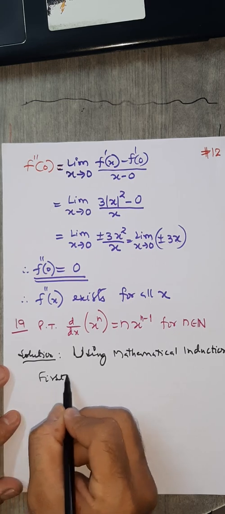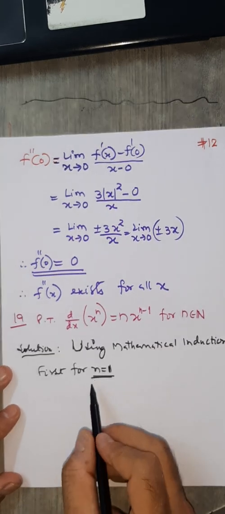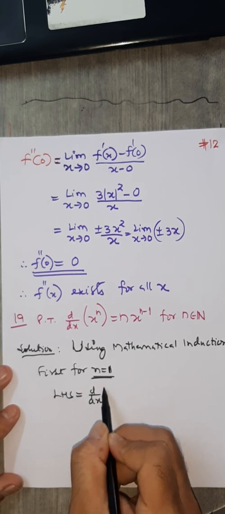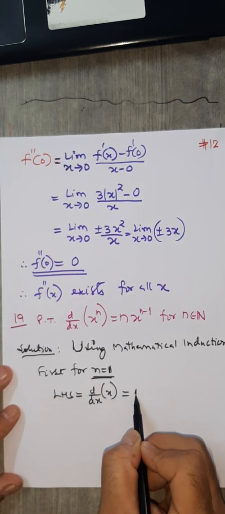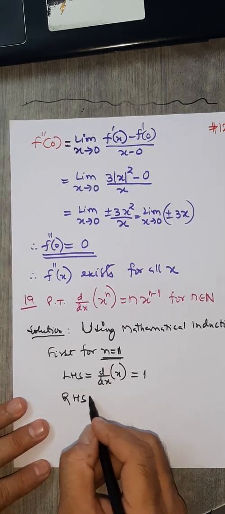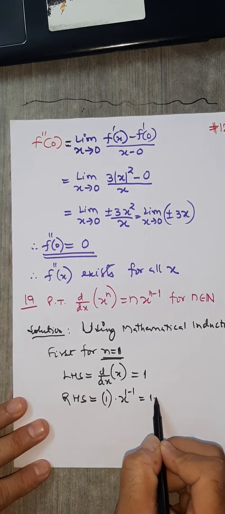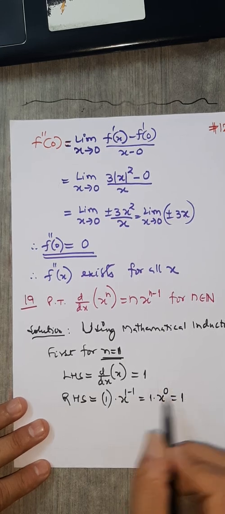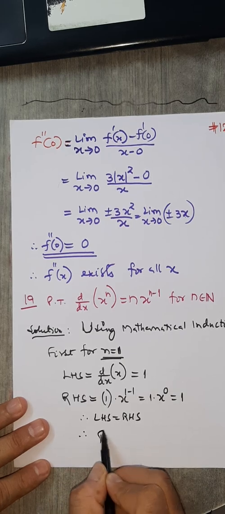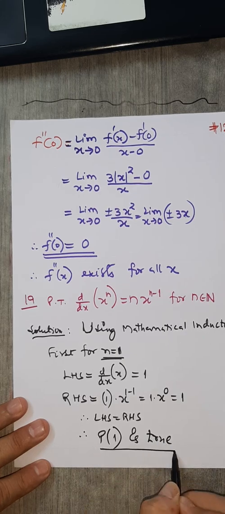first for n equal to 1. For n equals 1, if you remember, we had two steps there. What is LHS? That is d by dx of x. And what's the derivative of x? That's 1. Go for RHS now, right hand side. Here 1 into x raised to 1 minus 1, that is 1 into x raised to 0, which is 1. So LHS equals RHS. So P1 is true. Just recall PMI from 11th standard.